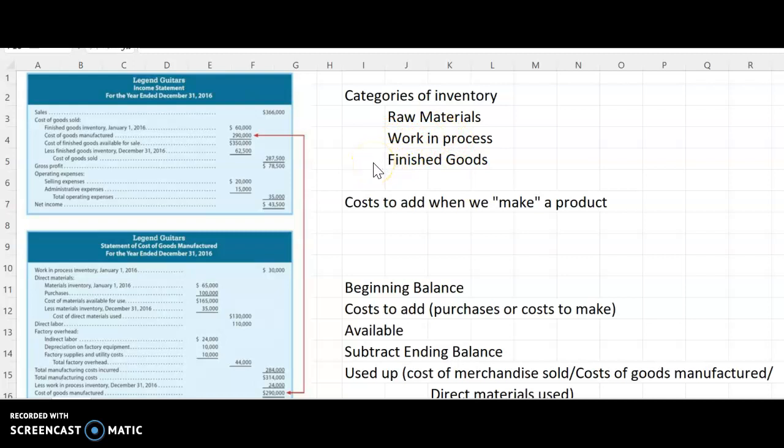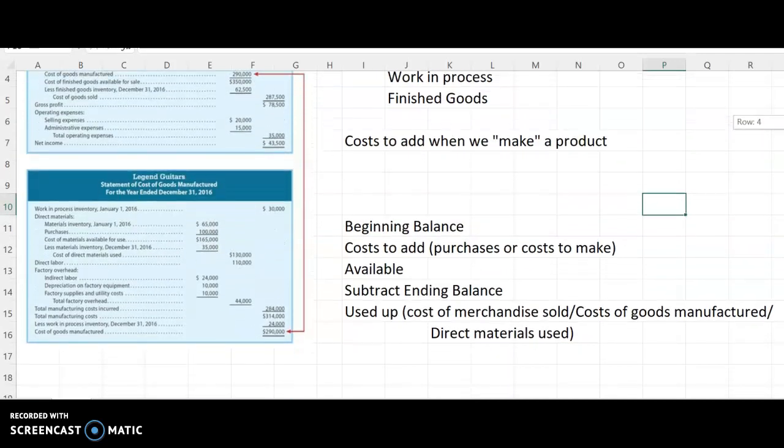Now you're going to learn how to journalize this in the next chapter. But for now, you just need to know about those three categories of inventory because you're going to see them on these statements we're going to talk about. Before we look at them, I'm going to remind you about a calculation that you already know how to do, but you're going to see it multiple times on these statements. So here it is down here.